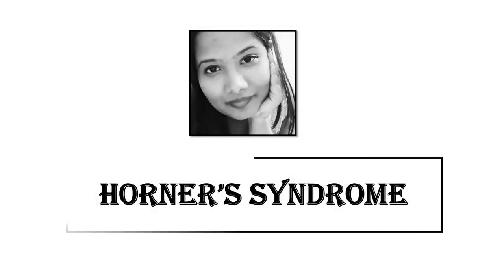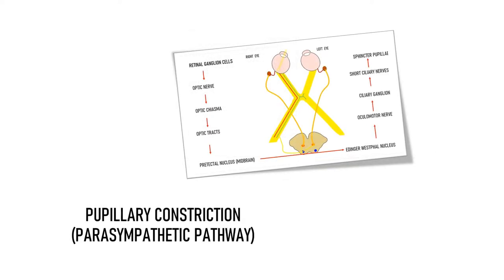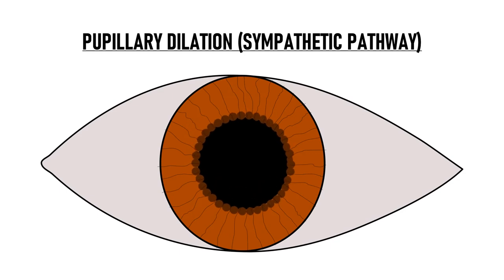This is the second video in our series on pupil and pupillary abnormalities. In the previous video, we discussed pupillary constriction, which is mediated by the parasympathetic pathway. In this video, we will be discussing pupillary dilation, which is mediated by the sympathetic nervous system. Pupillary dilation is affected by the intensity of the ambient light.